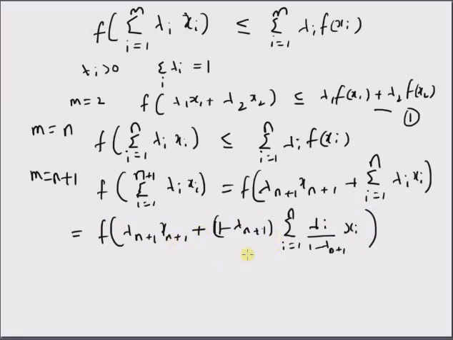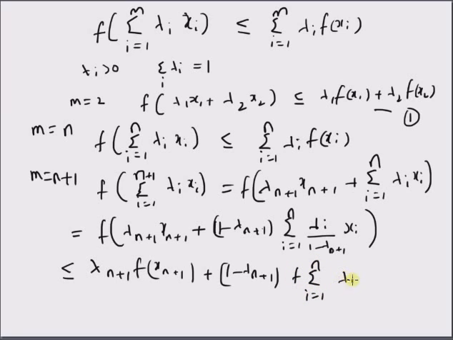Now if you look at this function, it just looks like the left hand side of the condition for a convex function. So this function is still less than or equal to the linear sum lambda n plus 1 f of x n plus 1 plus 1 minus lambda n plus 1 multiplied by f of the summation i equal to 1 to n lambda i by 1 minus lambda n plus 1 xi.